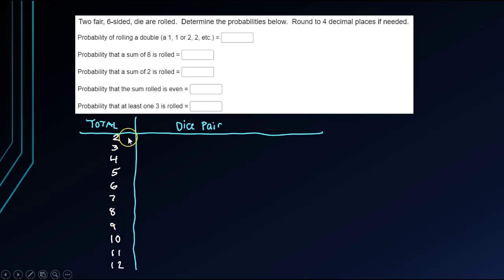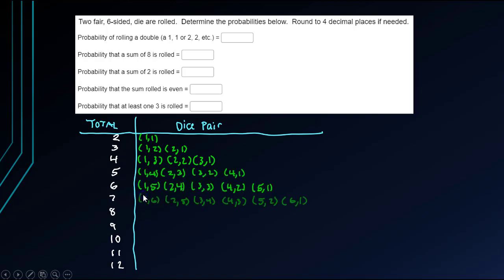2 is when I have 2 1s being rolled. A 3, I can have the first die being a 1, the second one being a 2, or vice versa. 4, I can have a 1 and 3, a 2 and 2, or a 3 and 1. And I keep adding these together, keep making this chart. 7 is the one that has the most possibilities. 1, 6, 2, 5, 3, 4, 4, 3, 5, 2, 6, 1.